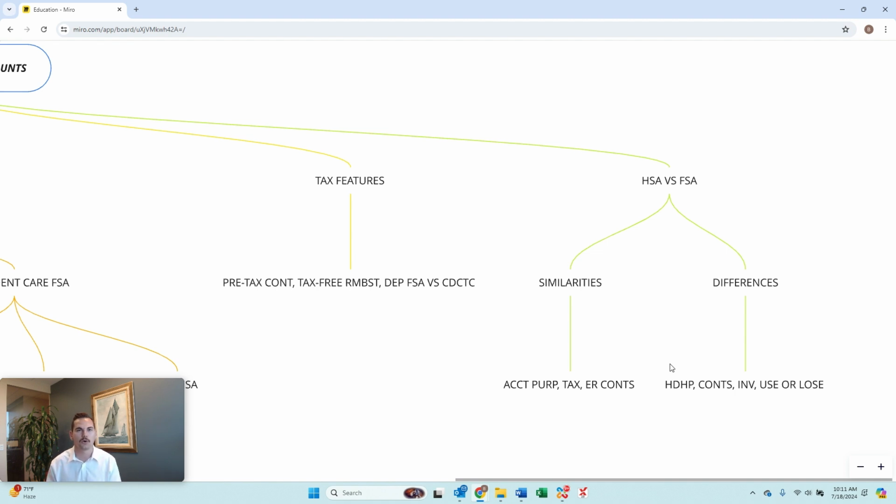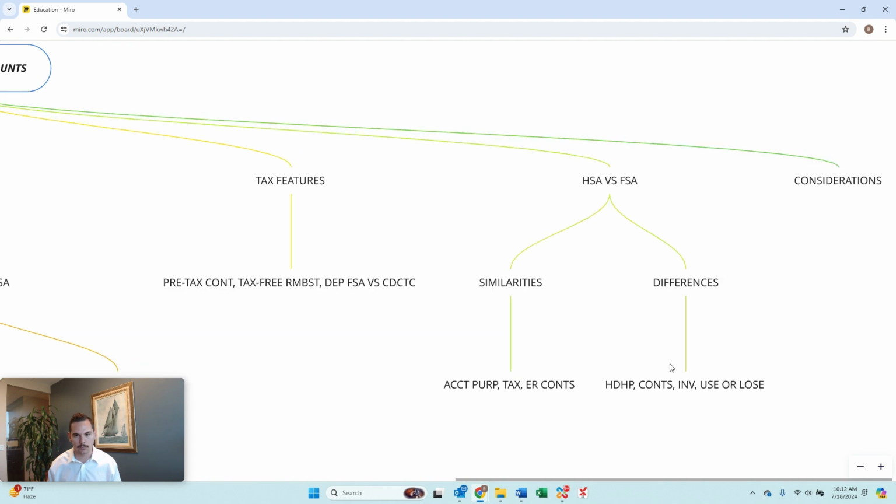Now, some employers will offer you the ability to roll over some of your unused funds to the following tax year, but it's a very limited amount. I believe it's around $640 for tax year 2024. It's really important to understand this use it or lose it feature within the flexible spending accounts. HSAs don't have any use it or lose it requirement.